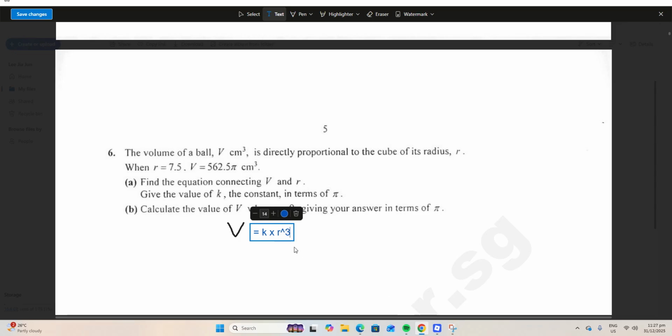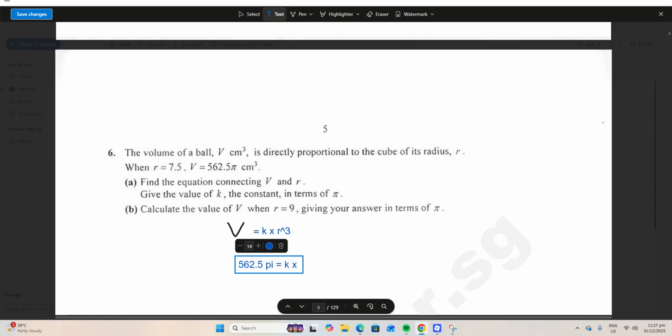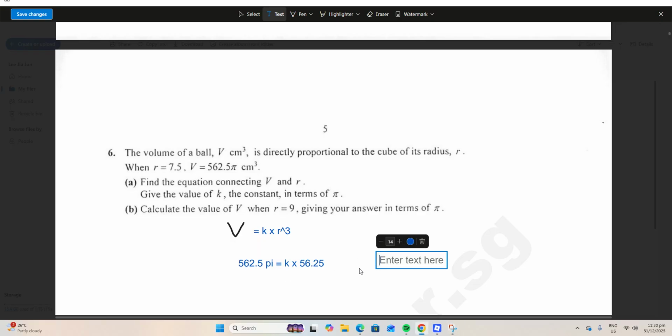Okay, so I want to find k. Let me write again: 562.5 pi is equal to k times 7.5 squared. Okay, 7.5 squared will give you 56.25. So in other words, I want to find k, so I'll bring k over. k is going to be equal to 562.5 pi divided by 56.25. So 562.5 divided by this gives me 10 pi. So k is 10 pi.